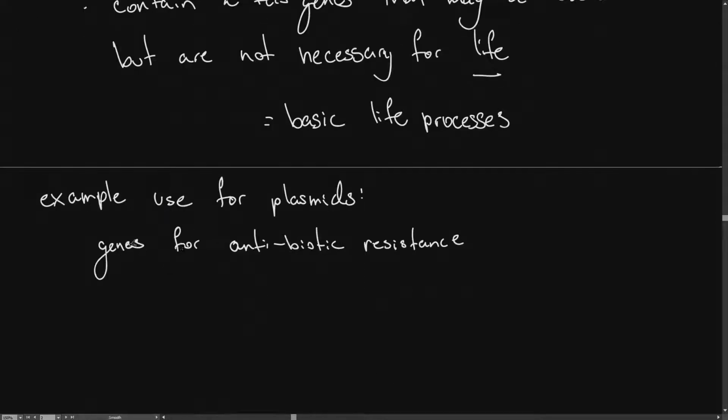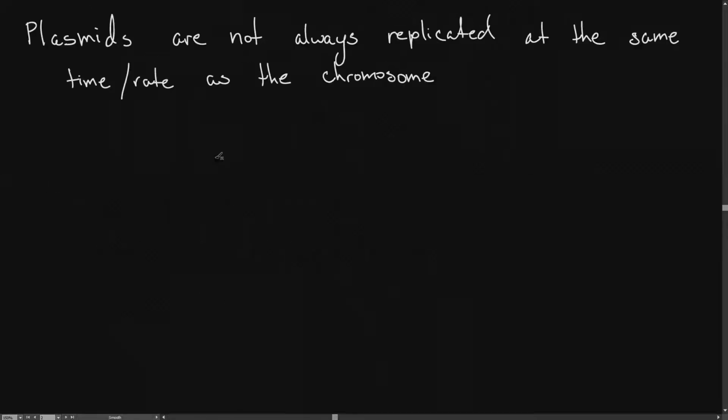I've also added down here one of the example uses for a plasmid. And in this case, it's that a plasmid can have the genes that are needed for antibiotic resistance. Plasmids can also carry genes for other kinds of resistances or other uses, and we'll see those near the end of this video.